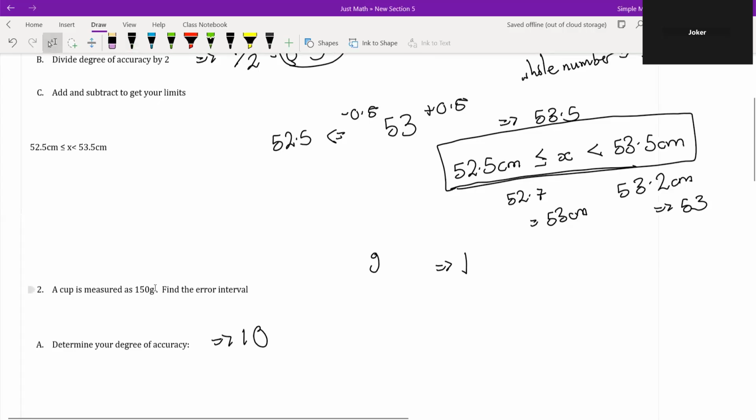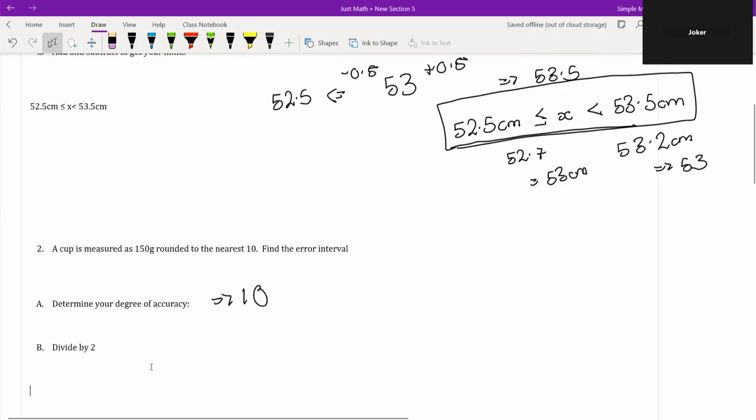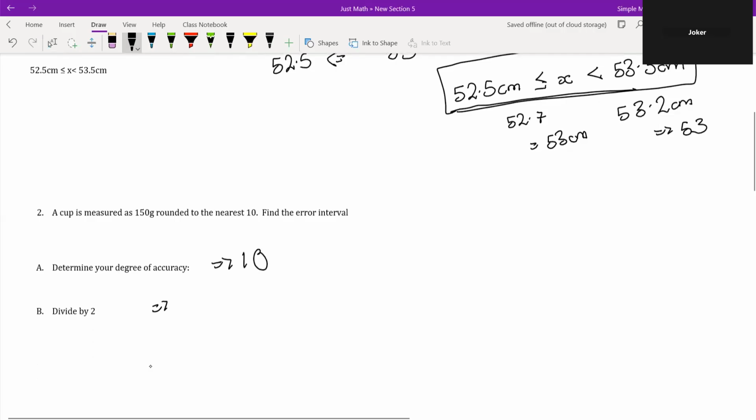So we go back to this: the nearest 10, so our degree of accuracy is 10. Again, the next step is to divide the degree of accuracy by 2. 10 divided by 2 is 5. Same steps, we now add and subtract to get our upper and lower limits.